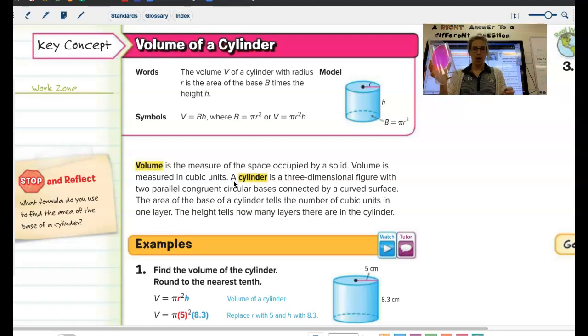So in other words, if I figured out the base of this, I could figure out how many cubes I would fit on that first layer. And then I would just take that times the height, which would tell me how many layers of that I would have.